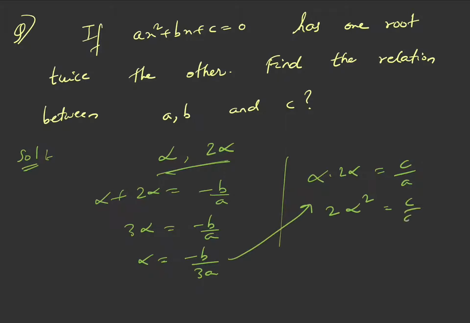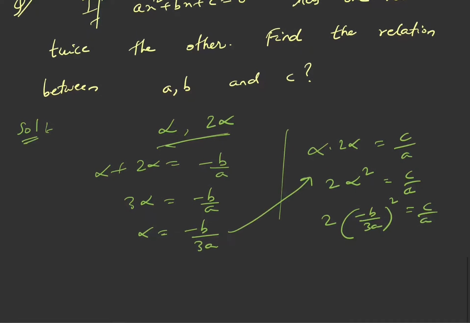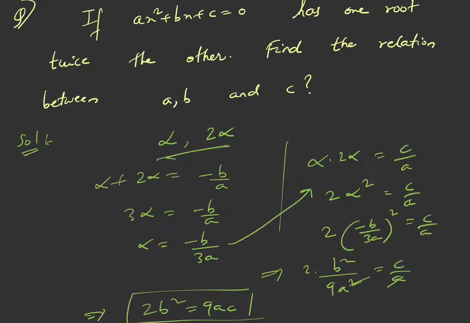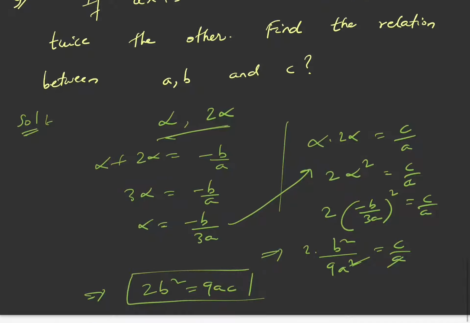So here you have 2 alpha square is c by a, so this means 2 into minus b by 3a whole square is c by a. So this will give me 2 into b square over 9a square is c by a, and a gets cancelled. So here you have 2b square is equal to 9ac. So this is the relation between a, b and c for which one root is twice the other, right? Or you can say this is the condition in a, b and c for which one root of this equation must be twice the other root.